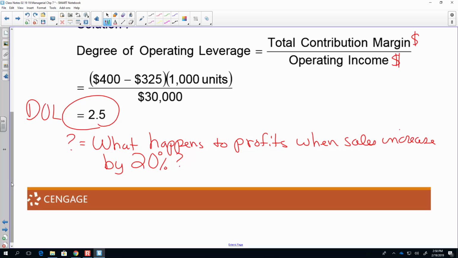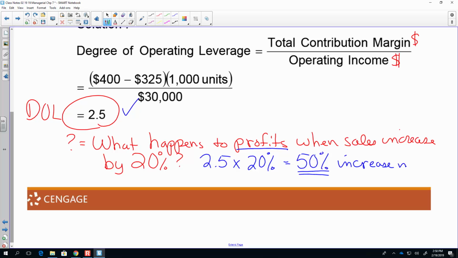So this is a question you'll get on your test, on your exam. So we figured this out. We've got our DOL. The question is, what happens to our profits when sales increase by 20%? I simply take the 2.5 times 20%. It gives me 50% as my answer, increase in profits.